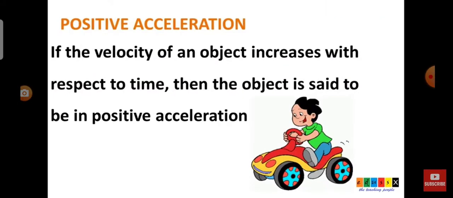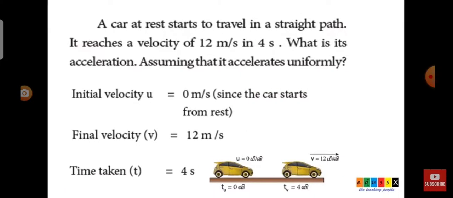Positive acceleration: if the velocity of an object increases with respect to time, then the object is said to be in positive acceleration. For example, a car starts to travel in a straight path. It reaches a velocity of 12 meters per second in 4 seconds. What is the acceleration, assuming that it accelerates uniformly?